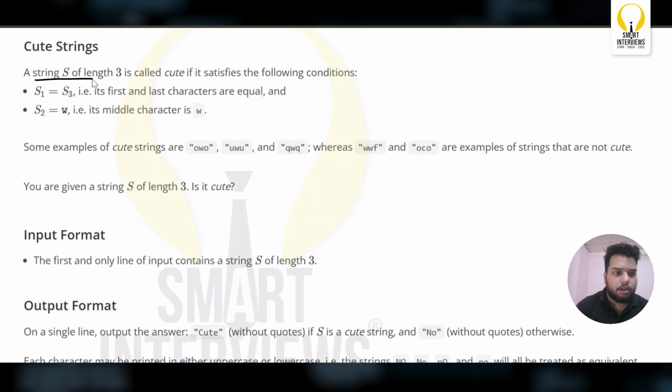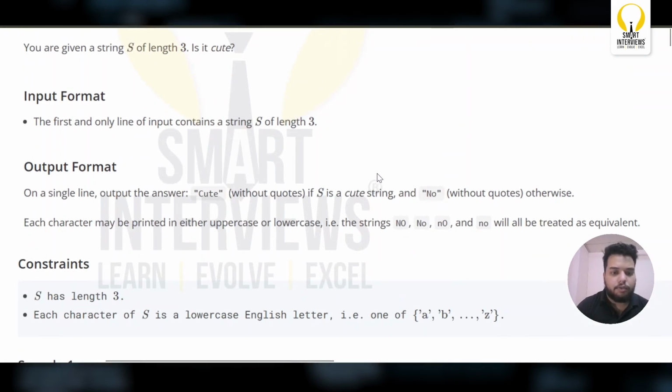You're given a string s of length 3, which is called cute if it satisfies these two properties. That is s1 equal to s3, that means the first and the last characters should be equal. And s2, the middle character, should be equal to W. Okay, so it's looking like a very straightforward problem. If you don't have W in the middle, or if first and last are not the same, it's not cute.